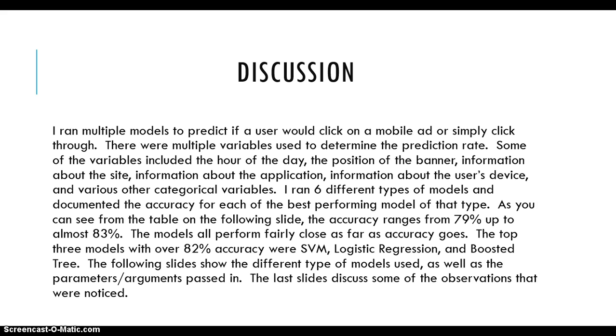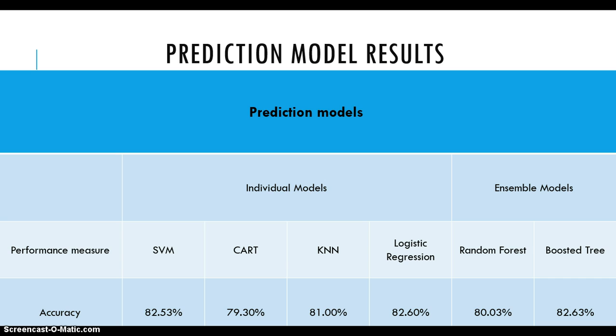I ran 6 different types of models and documented the accuracy for each of the best performing models of that type. As you can see from the table I'm going to show you on the following slide, the accuracy ranges from 79% up to almost 83%. The models all performed fairly close as far as accuracy goes. The top 3 models with over 82% accuracy were SVM, logistic regression, and boosted tree. The following slides show the different types of models used as well as the parameters and arguments passed in. And the last slides in the PowerPoint discuss some of the other observations that were noticed.